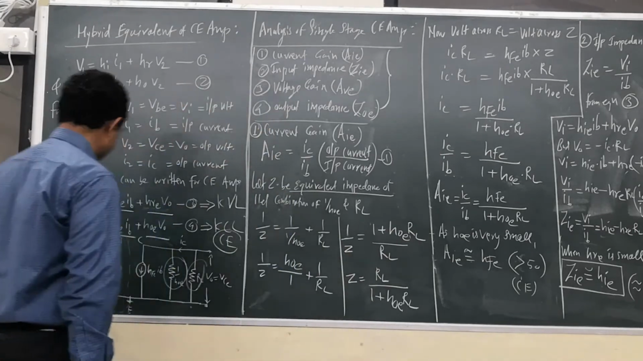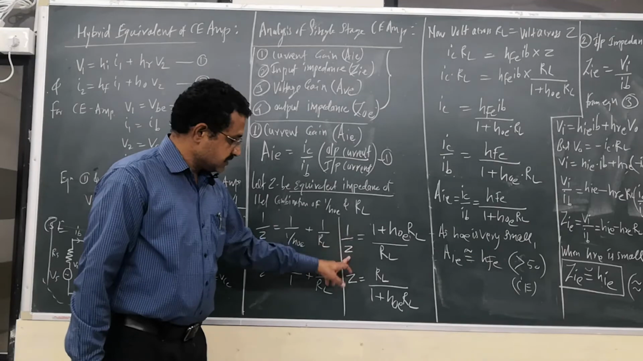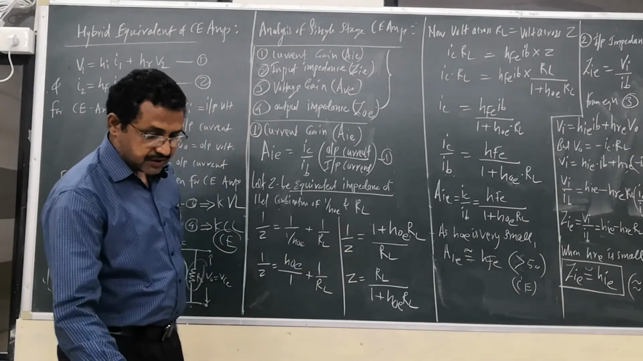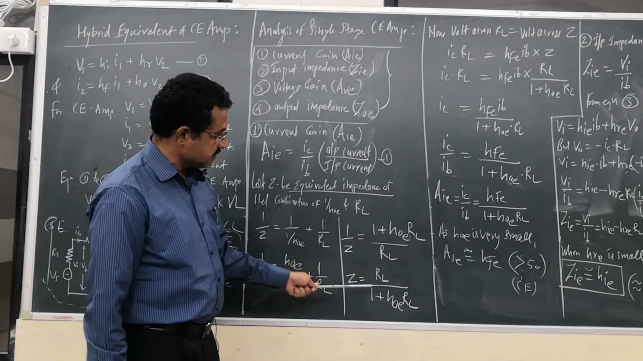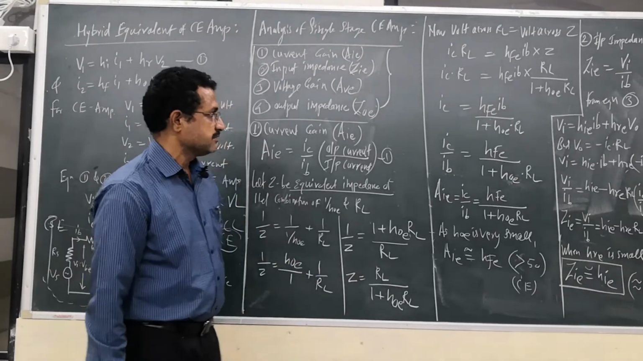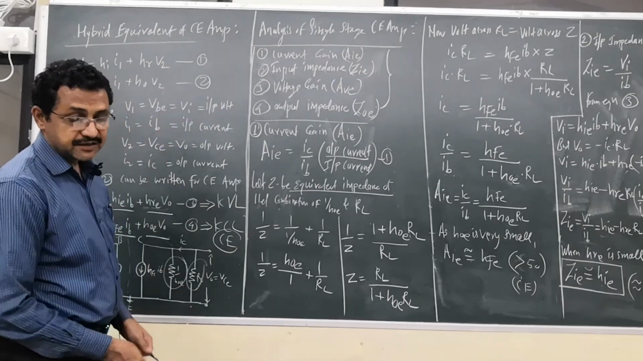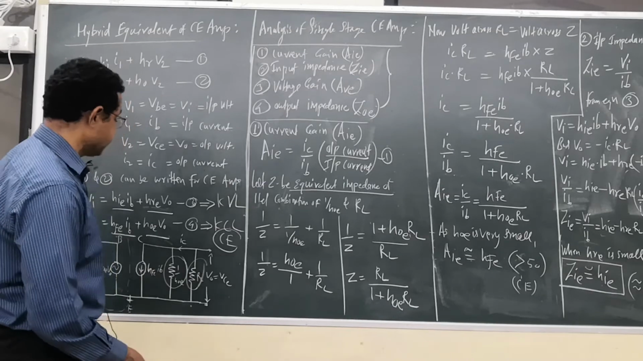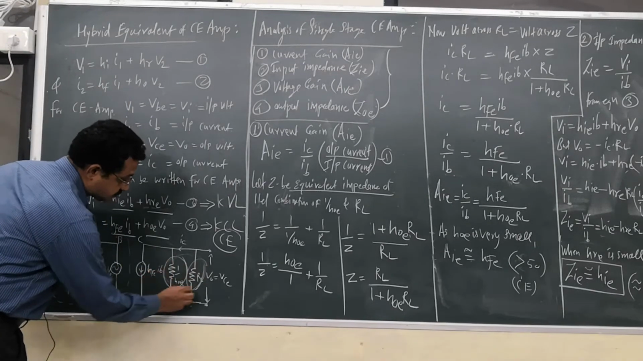So what is the value of Z? Z is equal to, when you reverse this, RL divided by 1 plus HOE into RL. So you get the value of Z, and Z is the equivalent impedance of these two in the output section.